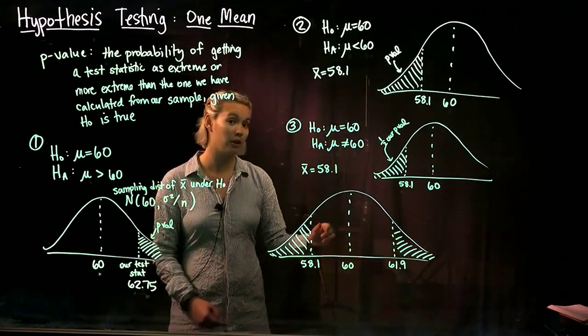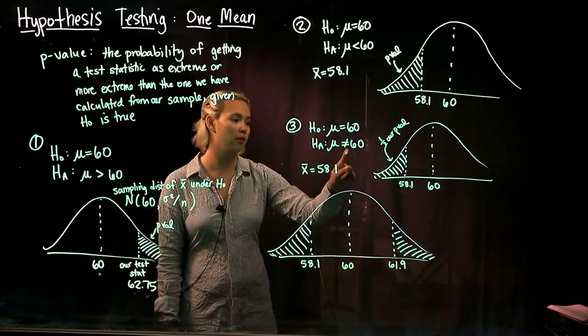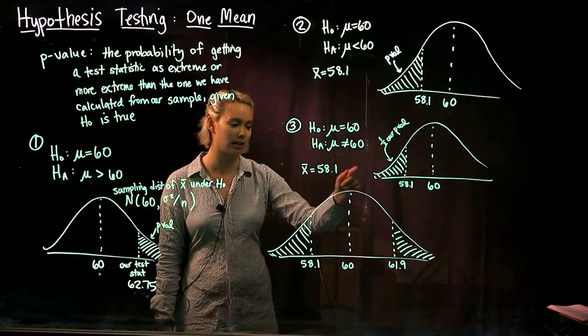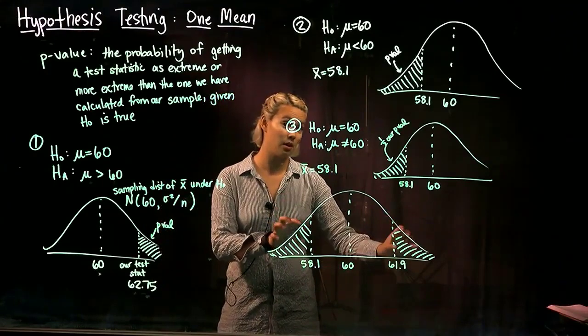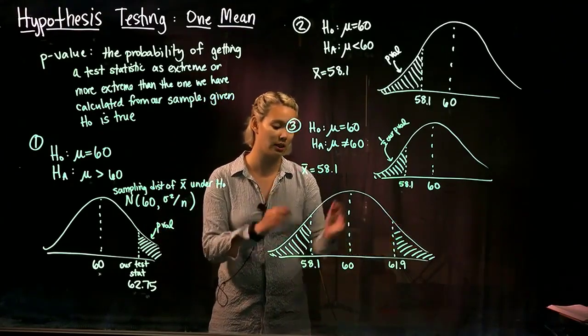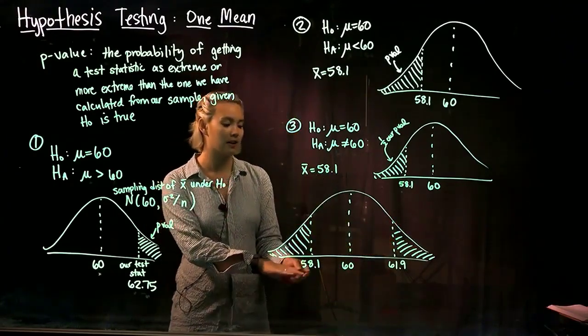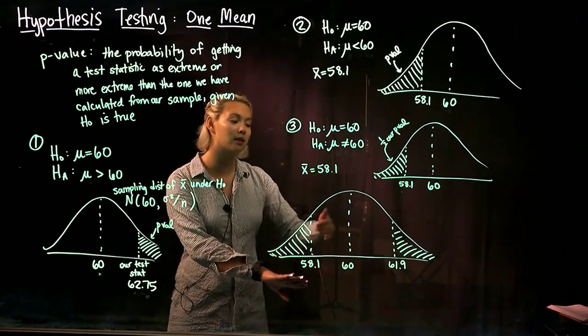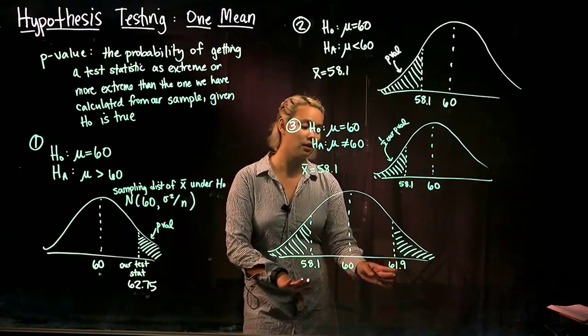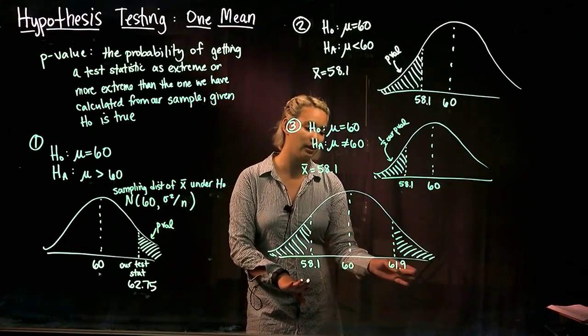So our p-value in this case, where the alternative is mu not equal to 60, is going to be the sum of these two shaded areas. So it's going to be the probability of getting a sample mean less than or equal to 58.1 plus the probability of getting a sample mean greater than or equal to 61.9.